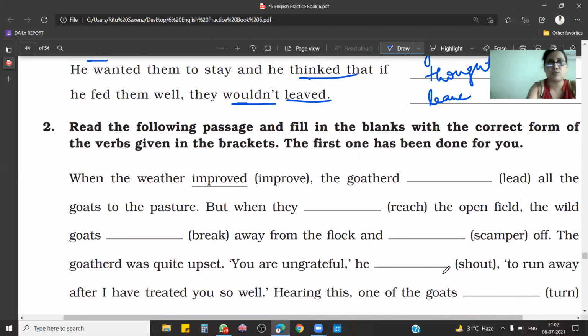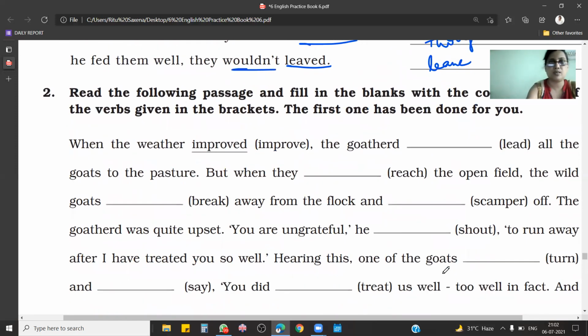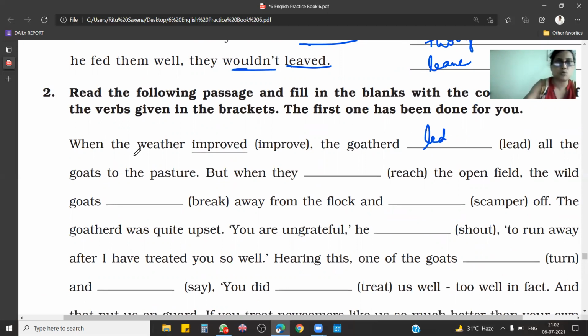Okay, so now read the following passage and fill in the blanks with the correct form of the verbs given in the bracket. The first one has been done for you. When the weather improved, the goatherd led. Now the past tense of lead is led. It should be lead. The past tense of lead is led. All the goats to the pasture. But when they reached the open field, the white goats broke away, means idhar udhar ho gaye, from the flock and scampered off, means idhar udhar bhatak gaye.